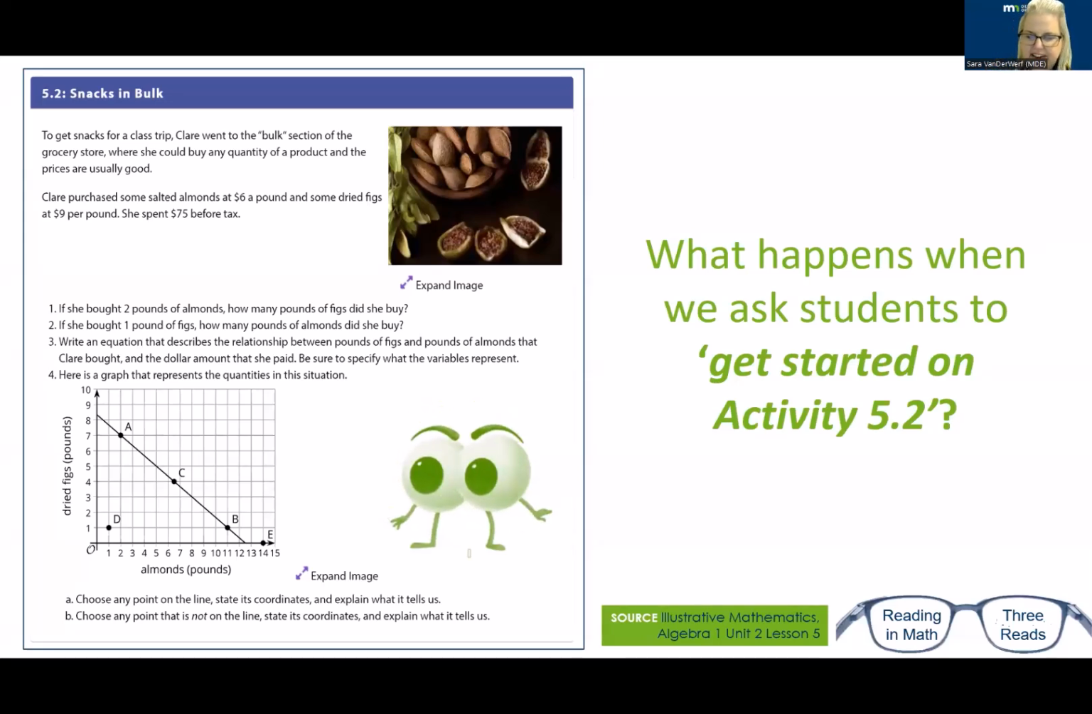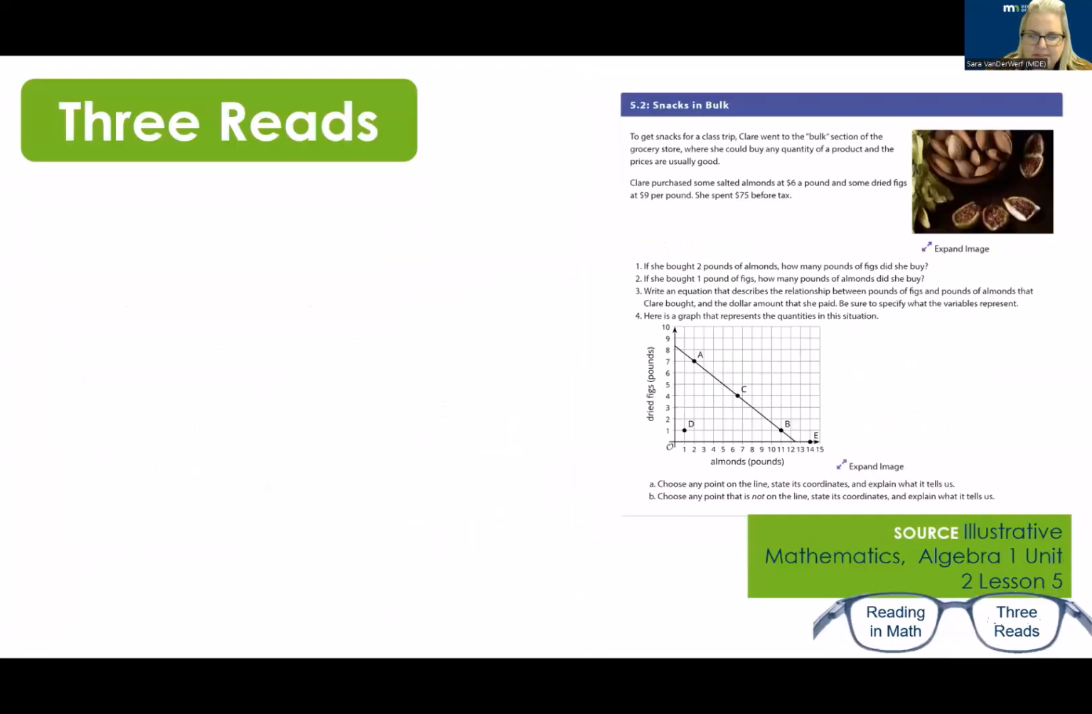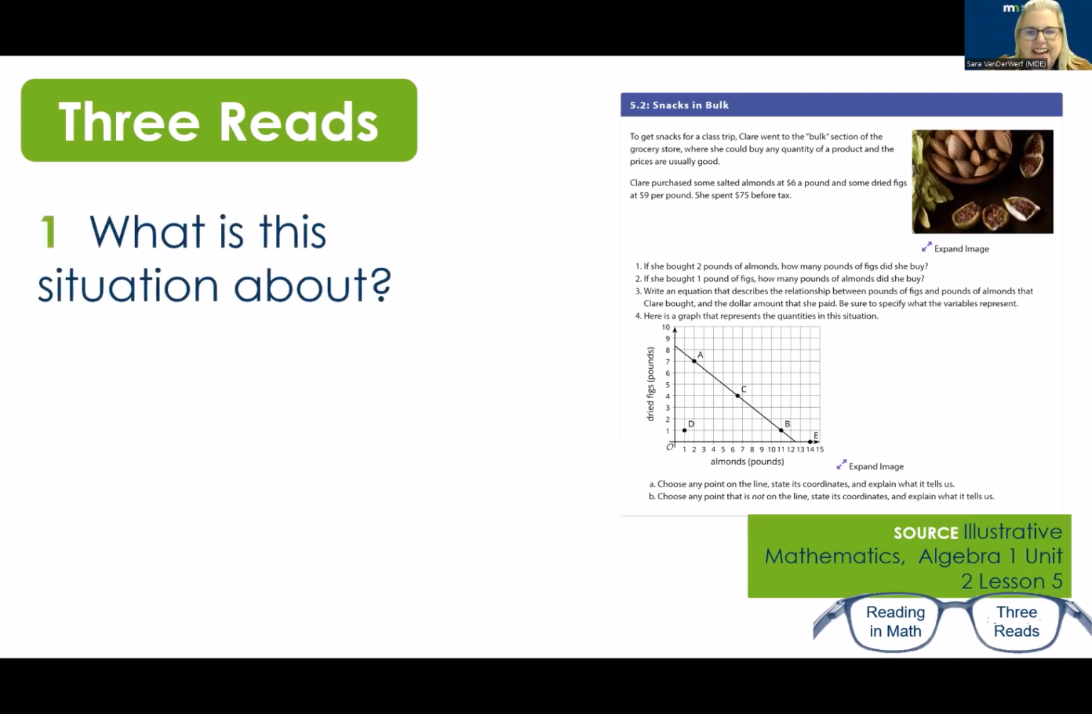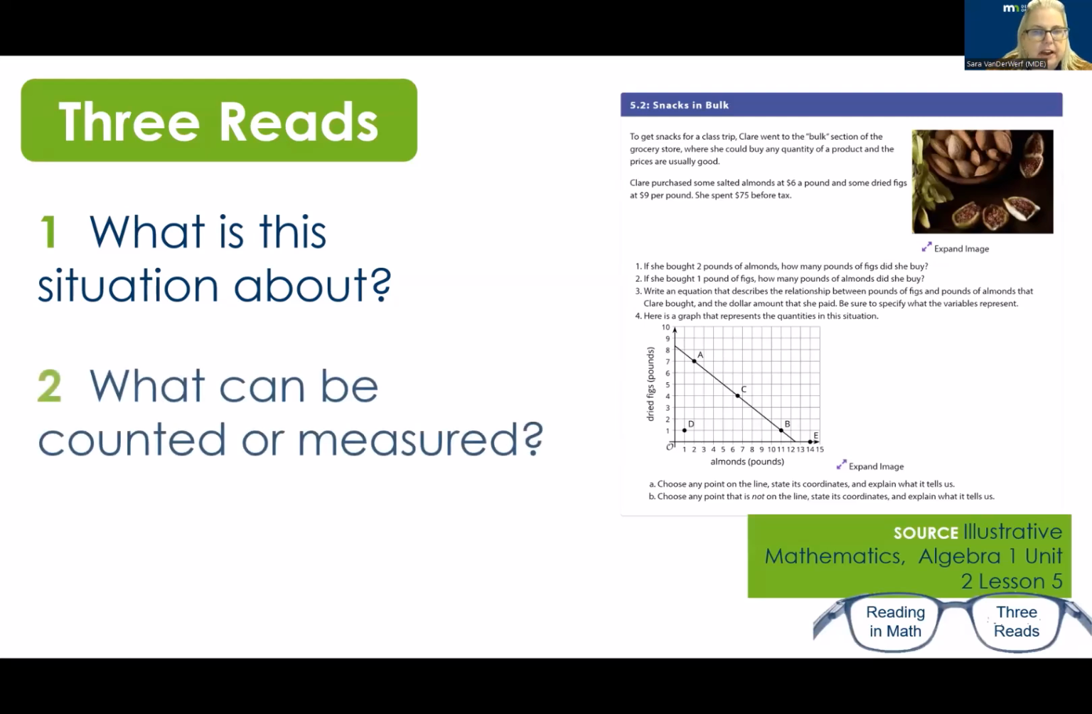So let's get started. Hello, class. My name is Miss Van, and today we're going to do the 3 reads thing. I guess I wouldn't tell students this. Let me still talk to you like teachers. I forgot this slide was coming up next. Basically, here's what the 3 reads routine is. With this task, we're going to read it literally 3 times, and I'm going to ask a different question each time we read it. The first question I'm going to ask you is, what is this situation about?